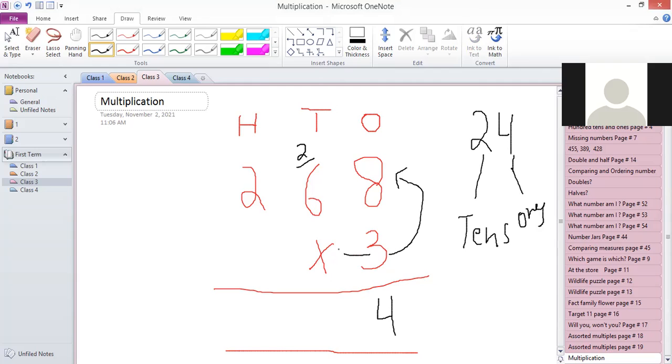Now, this 3 you will multiply with 6. 3 multiplied by 6 tens is equal to how many tens? Yes, guys, 3 multiplied by 6 equals how many tens?